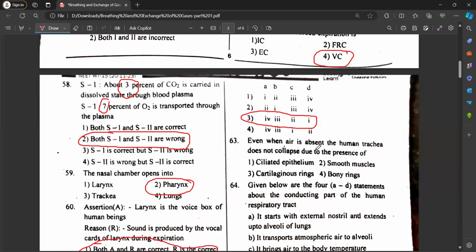Even when air is absent, the human trachea does not collapse due to the presence of ciliated epithelium, smooth muscles, cartilaginous rings, bony rings. The answer is C-shaped incomplete rings made up of hyaline cartilage. So we can say the option is 3, cartilaginous rings.